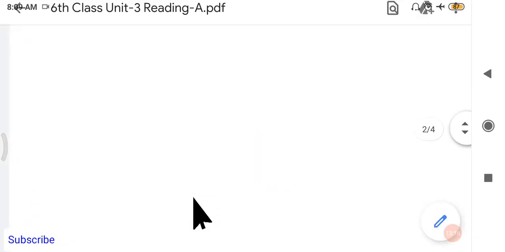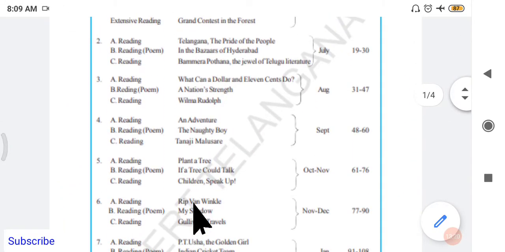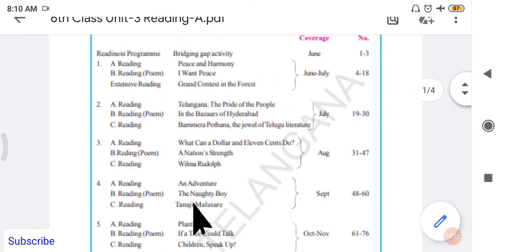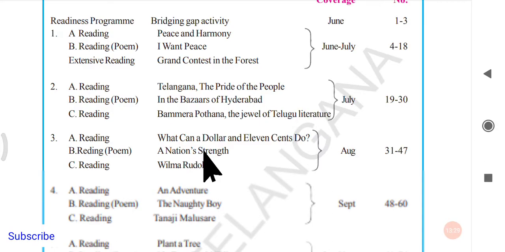Okay, so with this we end this reading A here, and in the next video we shall go through reading B, A Nation's Strength. Another beautiful and small poem.